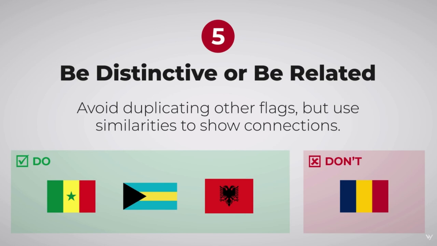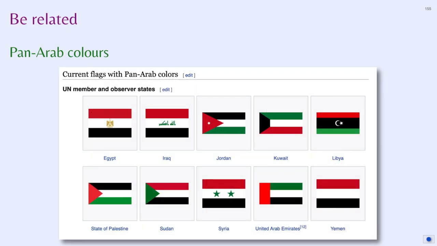And fifthly, be distinctive or be related. Avoid duplicating other flags, but use similarities to show connections, like the Pan-Arab flags, which use red, white, black and green.